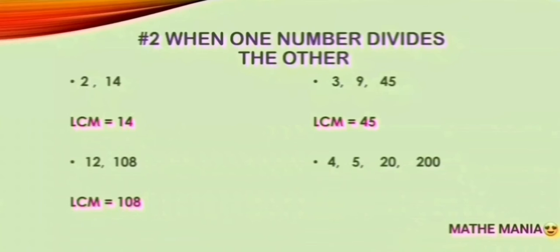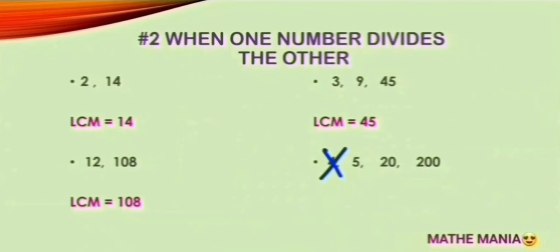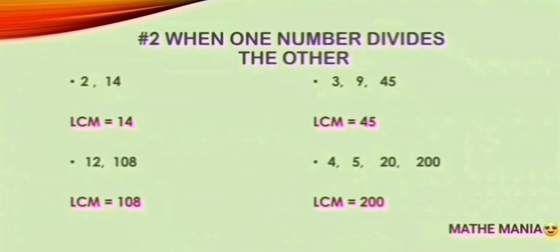Here we have four numbers. So we will start with the smallest number. First we'll cross 4 because it divides 20. Same way we'll cross 5 because it divides 20. So now the smaller number 20 again divides 200. So LCM is 200. Isn't it much faster than the prime factorization?